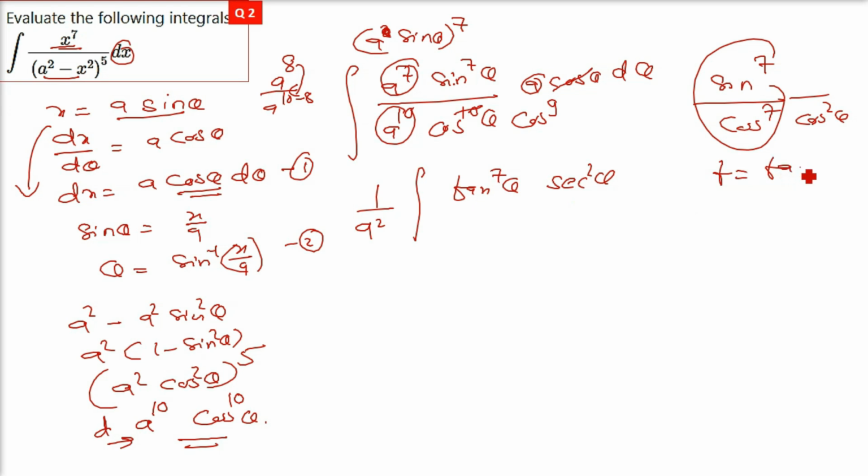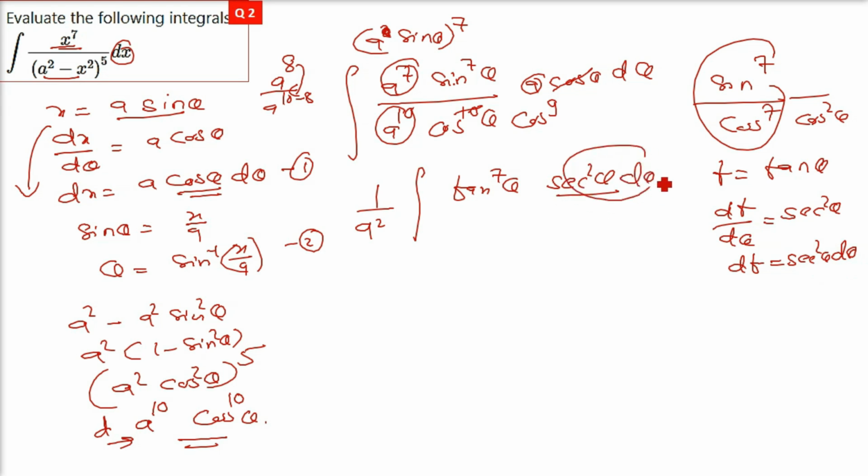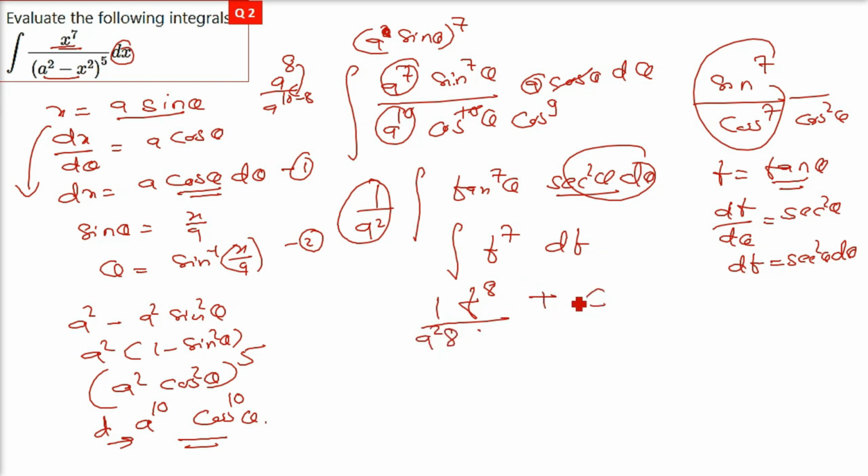Again we take an assumption, t equals tan theta, because we know tan theta will give you sec square theta. When we differentiate, dt by d theta will be sec square theta, so sec square theta d theta will be dt. What is 1 by a square we'll deal with later. This is tan theta, so just take the power 7 and integrate. What is t raised 7 integrated? T raised 8 by 8. So 1 by 8 a square, t raised 8, plus constant of integration.